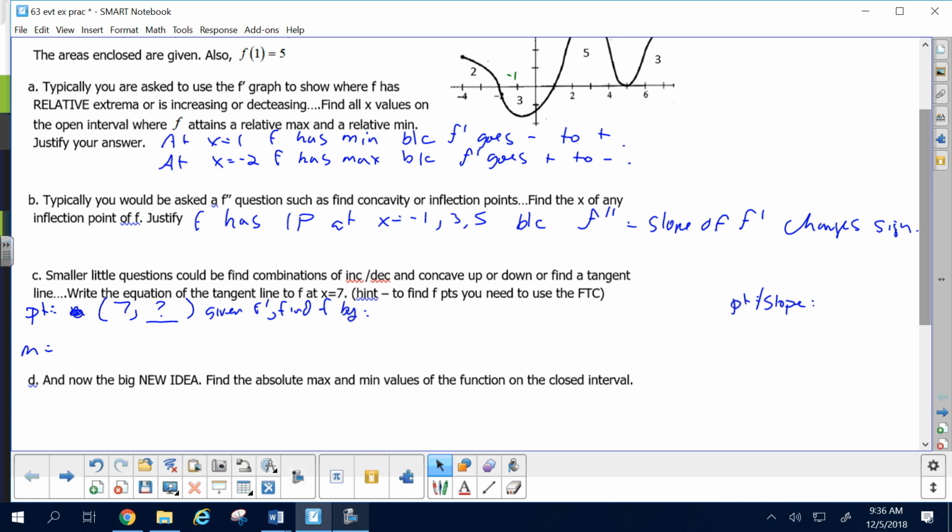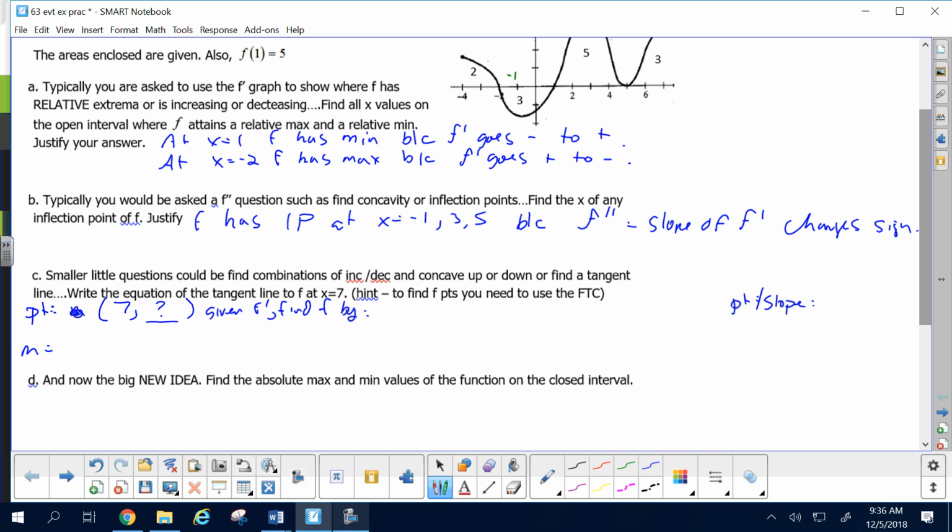Then that's 8. Okay, big idea. Tangent line, you need a point, slope, and you write your point slope. So it's a three-part deal. The point is by far the hardest part. You're given f prime and you want an f point. If you're given f prime and you want f, then you must integrate.